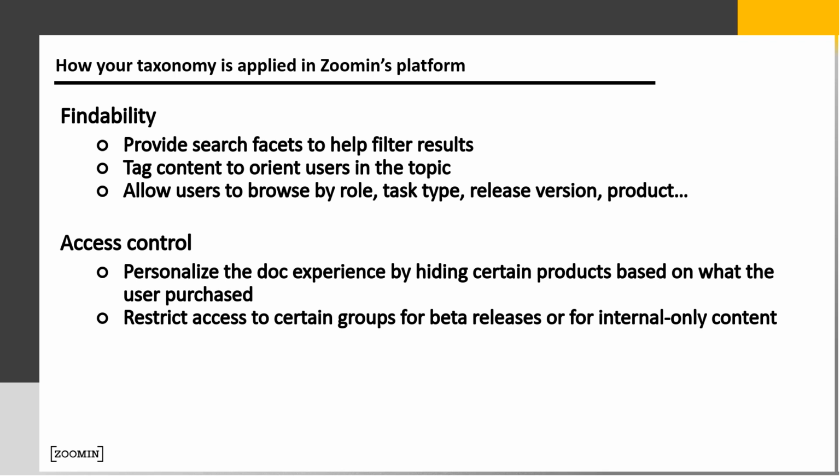We also use those to tag the content and orient the users in the topic. Sometimes we actually have tags on the page, because if you Google in, you might not know where you are, what type of content, what version. That helps orient you. And then it also allows users to browse by different aspects. So if you're only interested in certain products, you can narrow it down.